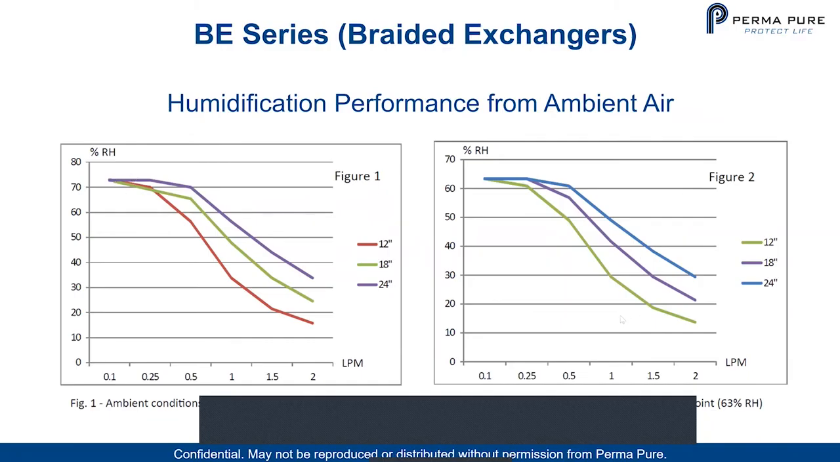On the graph to the right, we have a similar curve that's been done in ambient conditions of 35 degrees C with a 27 degree dew point, and that's at a 63% relative humidity. And you could see that, let's look at this 24-inch again at 1 liter a minute. You're also down to 45% relative humidity from starting out at 63%. So it is very efficient, and it shows you can capture a lot of that humidification from the outside air and bring it into a gas stream using a BE.